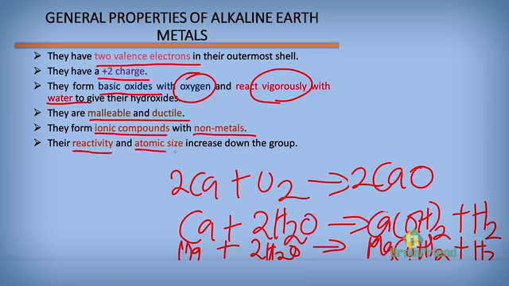Their reactivity and atomic size increase down the group. So as we go down the group from beryllium to the last element in this group, we'll see that their atomic size will be increasing because, of course, atomic number is increasing, right? Number of protons is increasing, number of electrons is increasing as we go from up to down. So it means that we'll have the smallest at the top, and then as we go down, we'll have the elements with the largest atomic size. So the atomic size increases down the group, and their reactivity also increases as they go down the group.